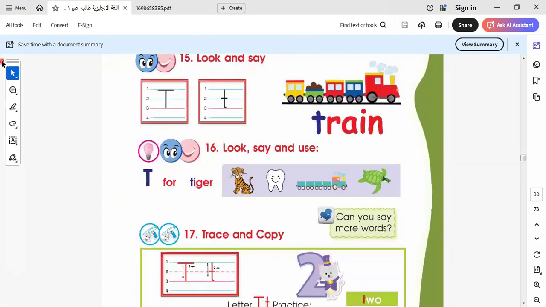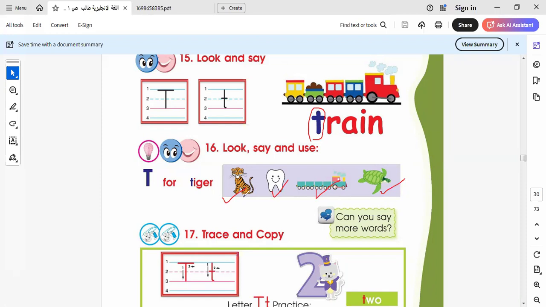Let's go to the next letter. Here we have letter T, capital T and small t. So today we learn capital H and small h, capital T and small t, capital L and small l. I will repeat it again. Let's know the capital T and small t and the words related to this letter. T for what? T for train. Train, repeat after me, train. So for T we have tiger, teeth, train, and tortoise.